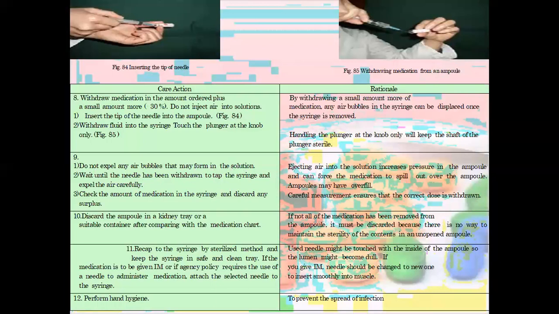Check the amount of medication in the syringe and discard any surplus. Meaning, if in the ampoule it is written 1 ml, then in the syringe we have to check whether the medication present is 1 ml or not.